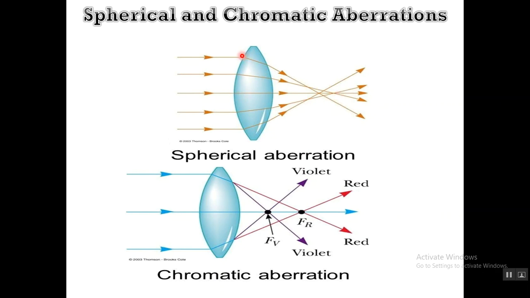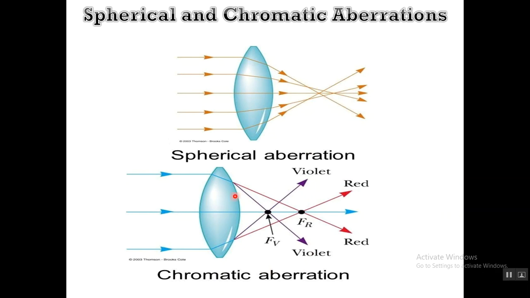So any light falling on the peripheral part of the lens will converge to a near point, and light at the center of the lens will converge to a far point. This is called spherical aberration. It makes the image blurred, not clear. And the second is called chromatic aberration.